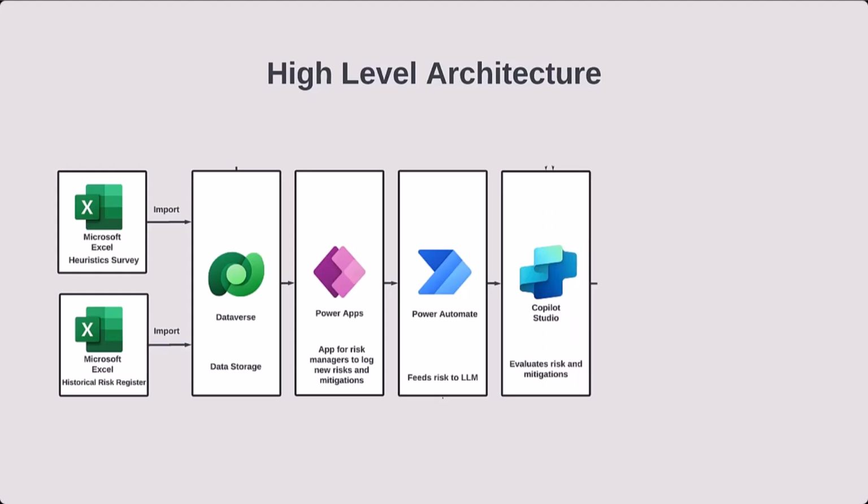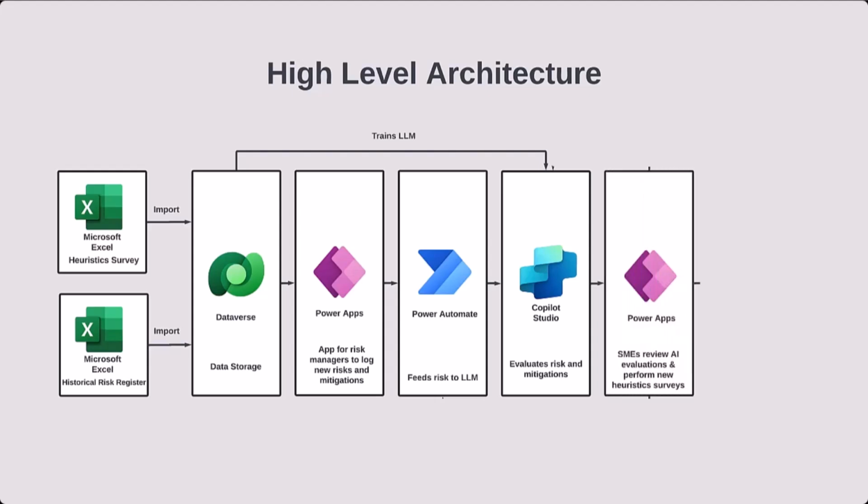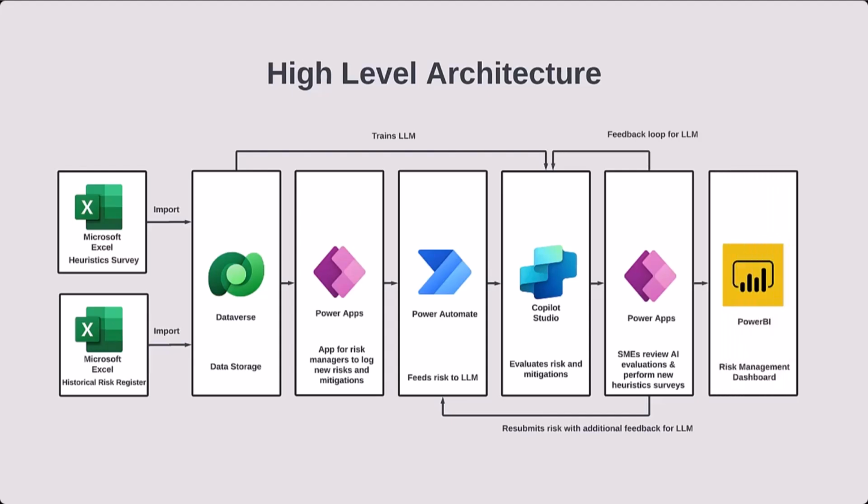Copilot Studio LLM analyzes the risks using the SME heuristics. And Power Apps again reviews the AI output and refines the logic. And finally, we can visualize the insights and govern it. So Power BI dashboards is used to see the risk quality, mitigation strength, and residual scores.